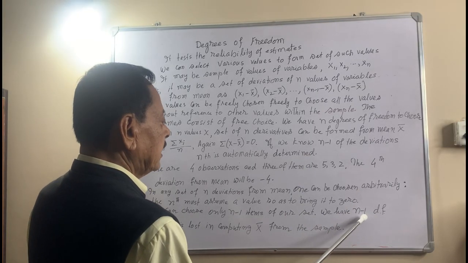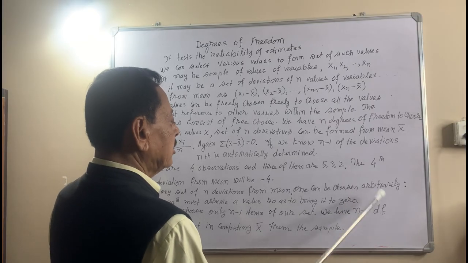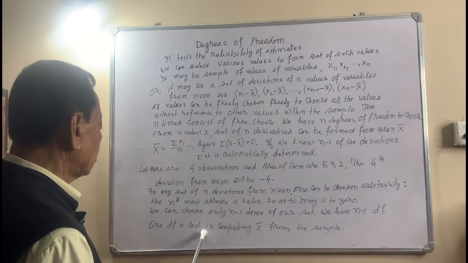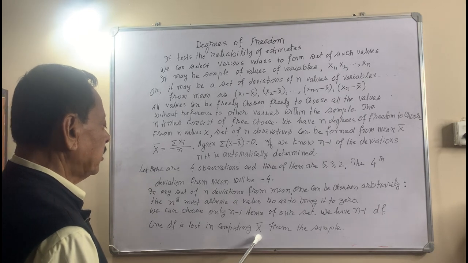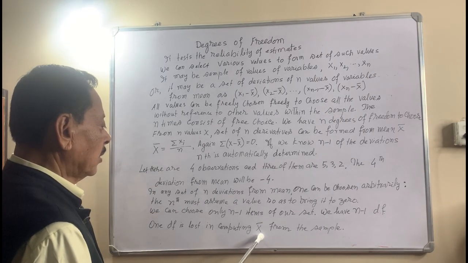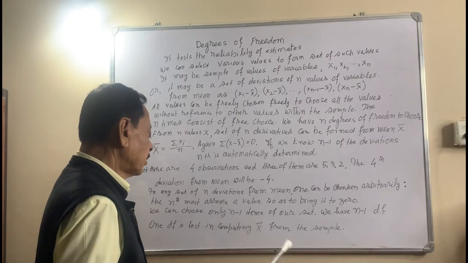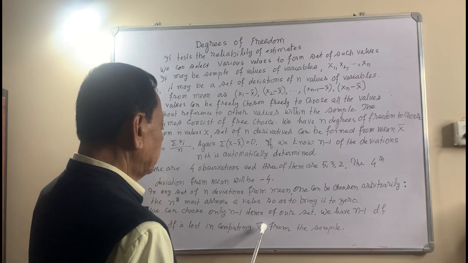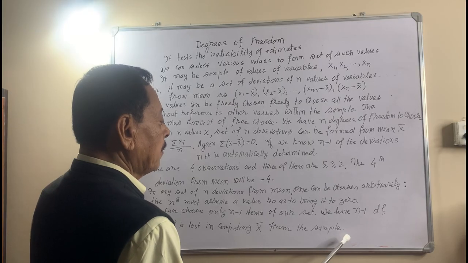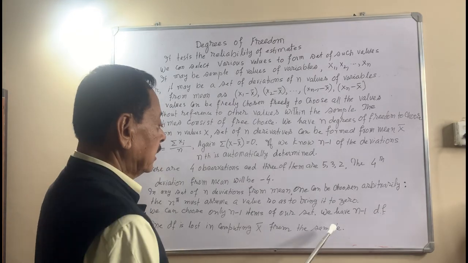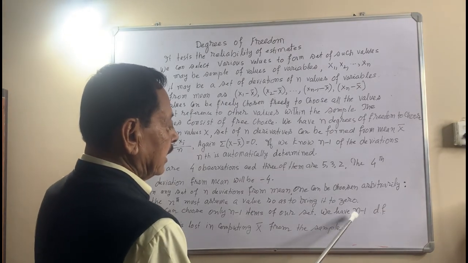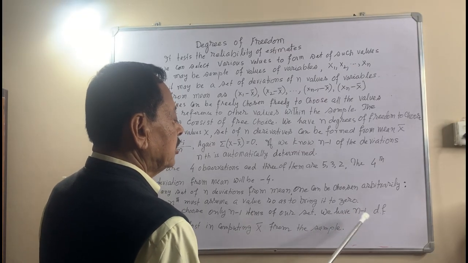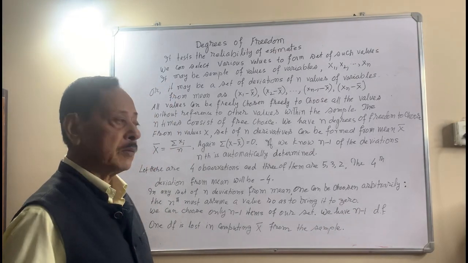Now why n minus 1, why not n degrees of freedom? One degree of freedom is lost in computing x bar from the sample. So it is said that one degree of freedom is lost in computing x bar from the sample. That's why the remainder is n minus 1. So this n minus 1 is the degrees of freedom.